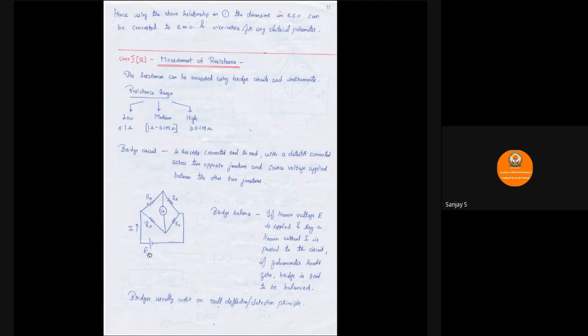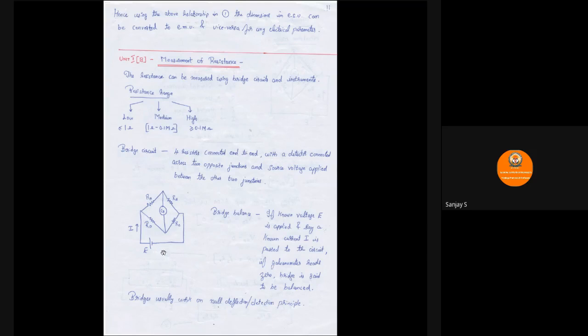And when we go for measurement of inductance and capacitance, since they are frequency dependent elements, we'll be going for an AC source, so they'll be called AC bridge circuits. Whereas these circuits for measurement of resistance are called DC bridge circuits, as the source is DC.